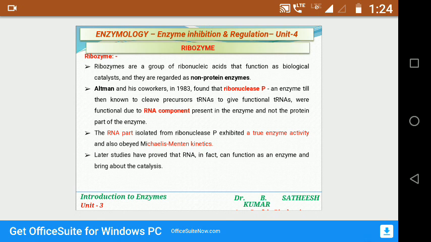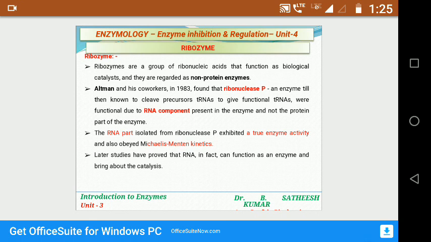like polypeptide chains in proteins, these RNA chains can also interact among themselves to form three-dimensional folding structures, like the three-dimensional structure of proteins. Therefore, there are some examples which show enzymatic activity and they obey Michaelis-Menten kinetics also. So those RNA molecules are regarded as enzymes, but they are not proteins. Thereby, they are called ribozymes.